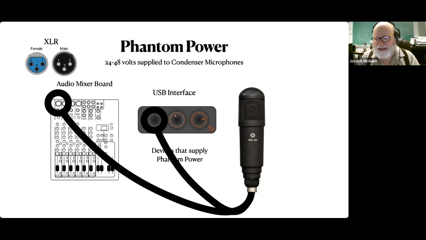And I learned that in 1915, these cables were developed and they were called X cables. Then in the 1950s, they added the L, and in the 60s, they added the R. It actually doesn't mean anything, it's just a designation. Anyway, the audio mixer board sends 24 to 48 volts down the same cable wire that you send the signal back to the audio mixer board or the USB interface on. So it powers the mic and allows it to have a signal that's high enough that you can amplify it.